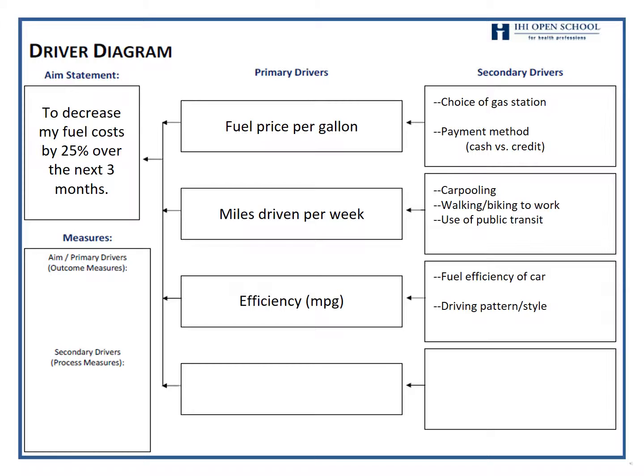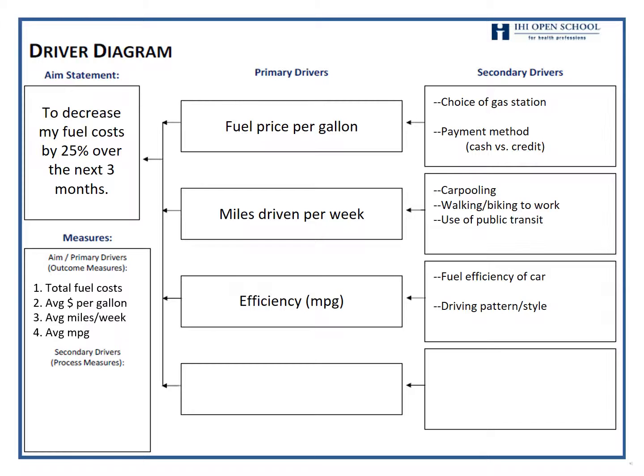So if we think about some of our outcome measures for this project, things that we can measure related to our outcome would be our total fuel costs, our average price per gallon that we're paying, our average miles driven per week, or our average fuel efficiency, or average miles per gallon. As you see, those things are measures of things directly related to our aim statement or to our primary drivers. Those primary drivers are big overarching factors that we have to influence to achieve our goal.